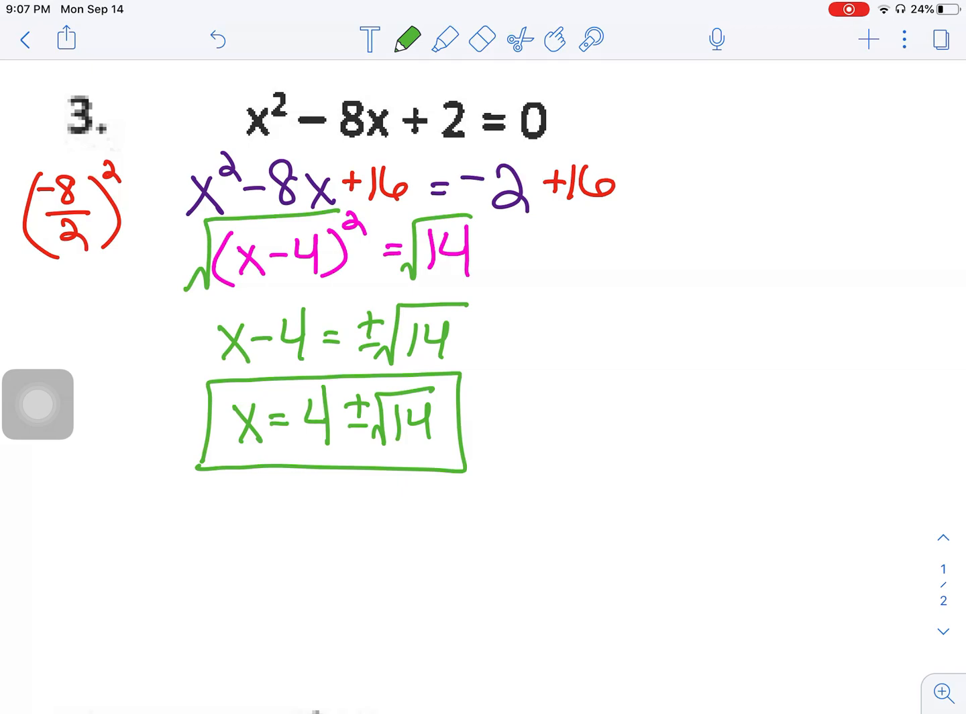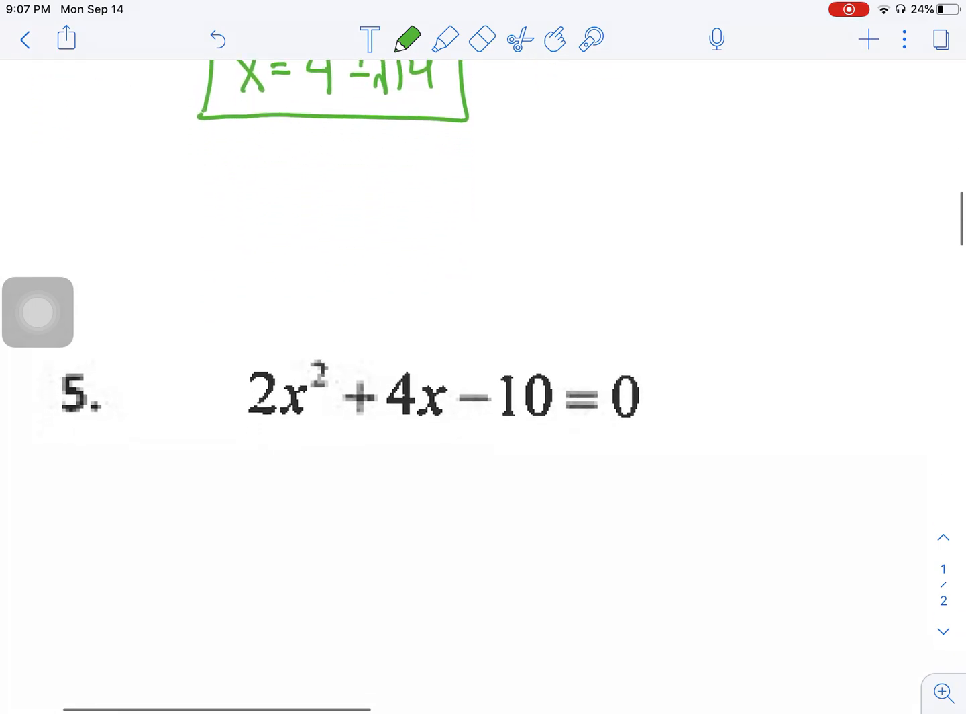Okay? So it's kind of nice. You'll notice there's a couple of things that are nice here. First thing, x squared has nothing in front of it other than a 1. And this middle term, easy enough to divide in half when it is an even value. All right?